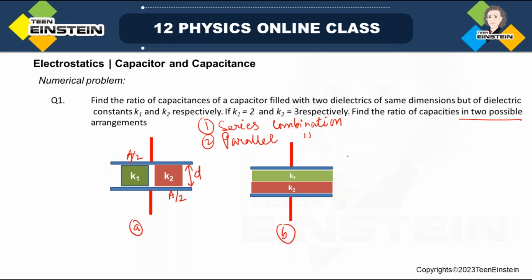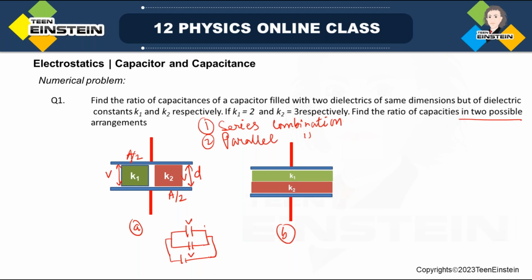Suppose for case A, the potential difference across this is V. What about the potential difference across this? This also is V. So I have two capacitors whose ends have the same potential difference, V here and V here, if I connect this to a battery.